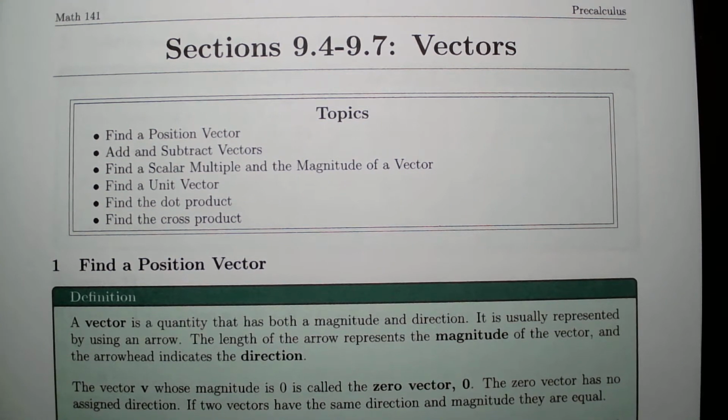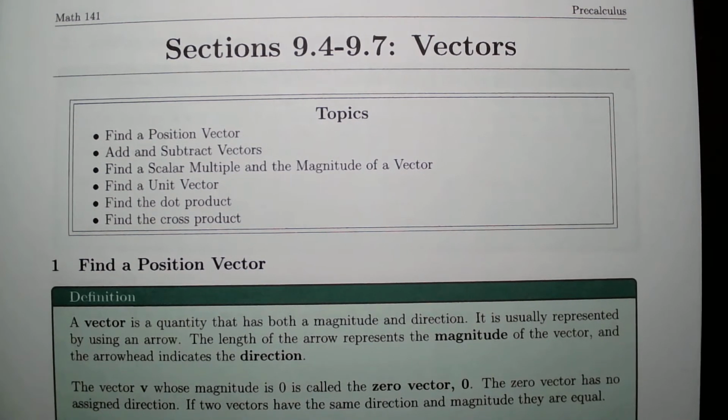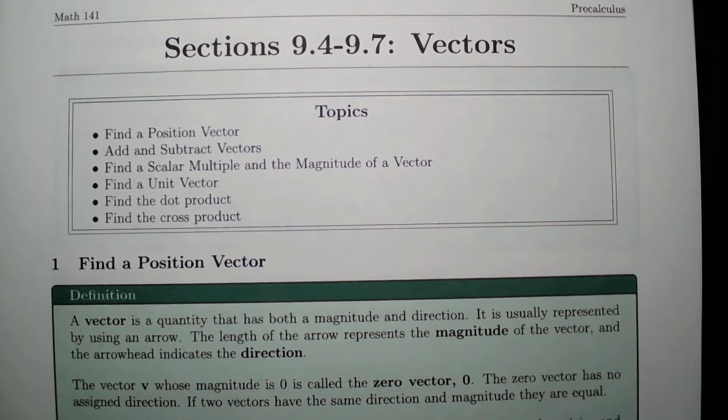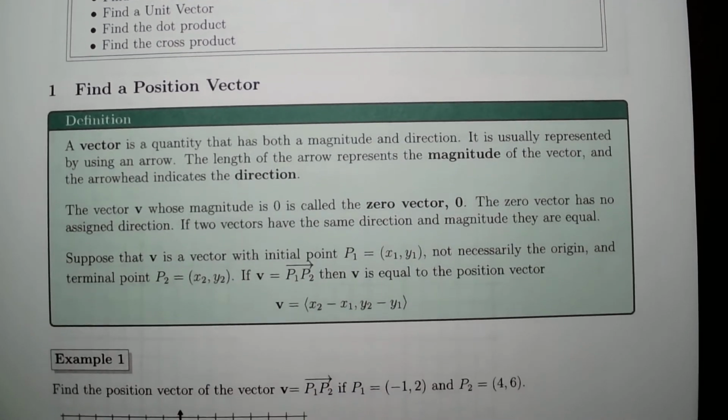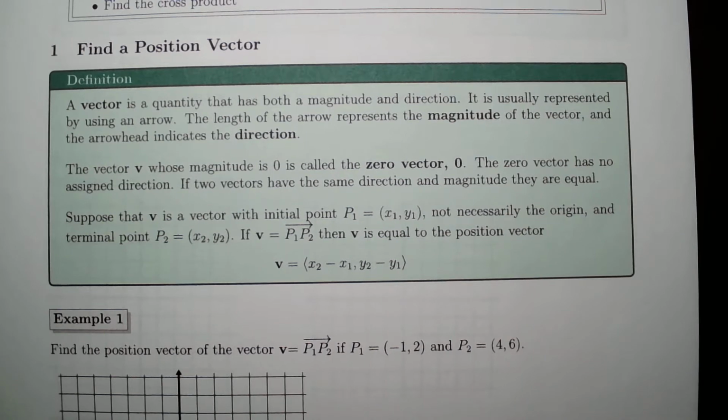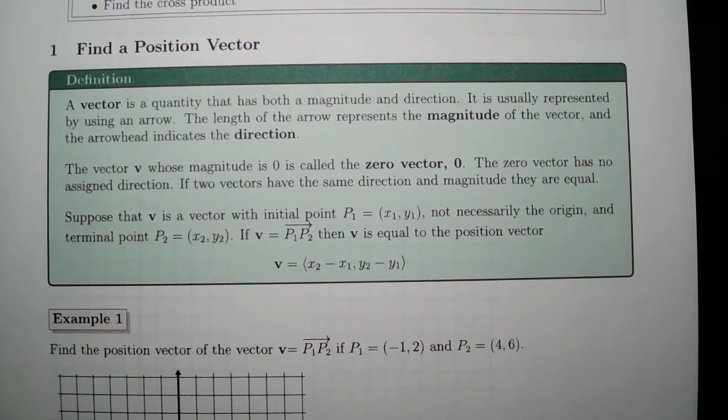Alright, so in this video we go over sections 9.4 through 9.7. This video will be more like a summary of the most important points, the key points, of vectors. First we are going to define what a vector is and how we find vectors given points, etc. And then we do operations and what some of the operations are really implying here.